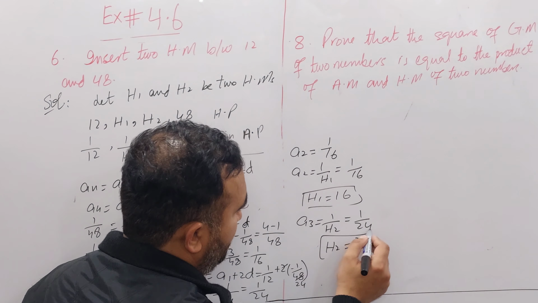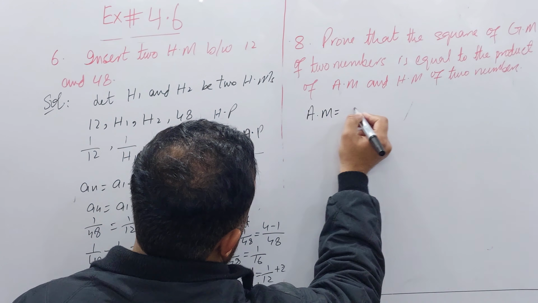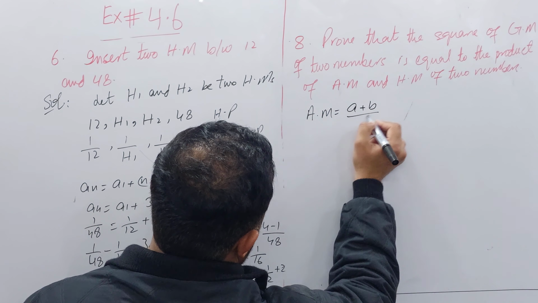In question number 8, it says prove that the square of the geometric mean of two numbers is equal to the product of the arithmetic mean and harmonic mean of the two numbers. We know that the arithmetic mean of two numbers is equal to a plus b divided by 2.